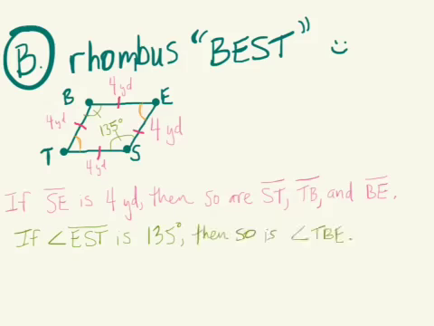Now that leaves us with these two angles to figure out. We know they're the same as each other, and we know that all 4 will add up to 360 degrees. So let's see where we're at so far with getting to 360 degrees. 135 plus another 135 would be 270 degrees.